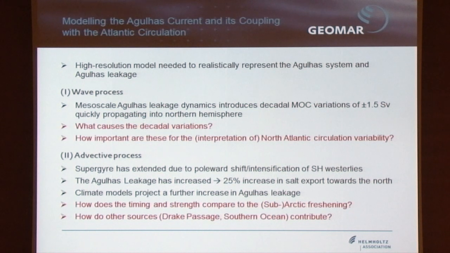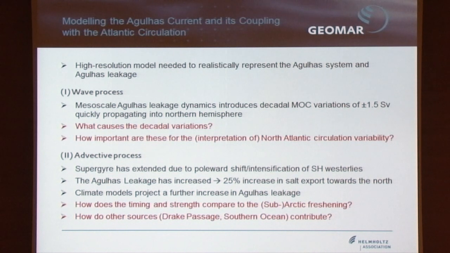Because it's not just isolated Agulhas rings. And of course, how important are these wave effects for the interpretation of North Atlantic circulation variability? Where do they manifest in the end? And the other thing is the advective process, where I've shown that the supergyre has expanded poleward due to the shift and intensification of the southern hemisphere westerlies. And of course, it's up for discussion if it's the westerlies or the trades.